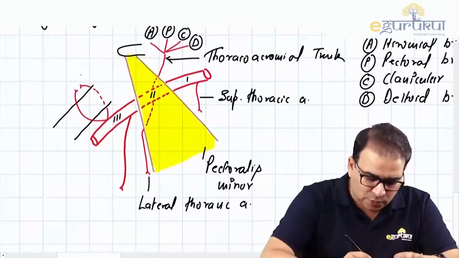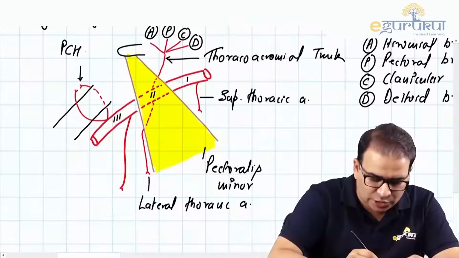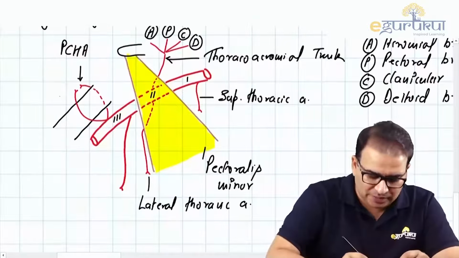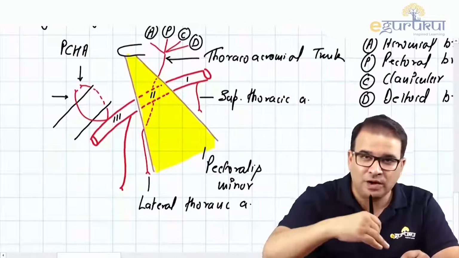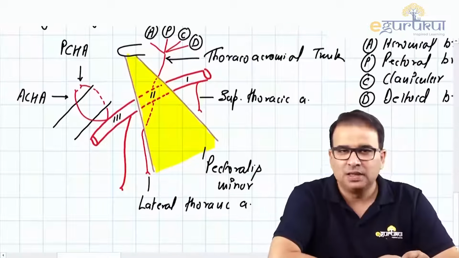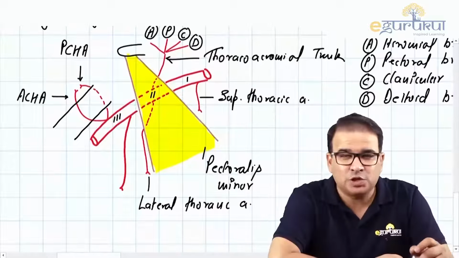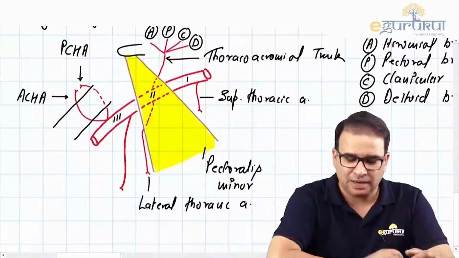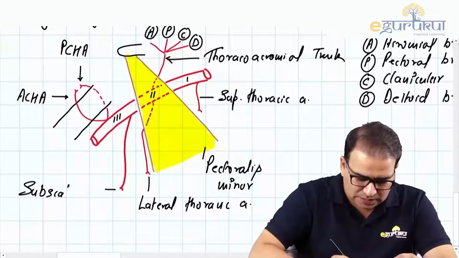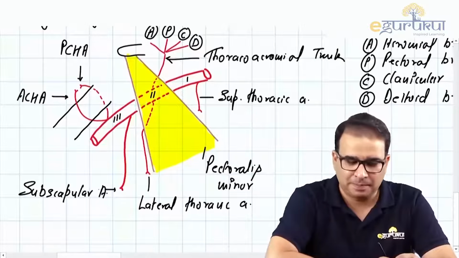Well, this artery which is winding posteriorly here is called the posterior circumflex humeral artery. I'm writing in short PCHA, posterior circumflex humeral artery. Whereas the one which is winding in front of the surgical neck of humerus is the anterior circumflex humeral artery. So PCHA and ACHA, the 2 branches here. And then we said the largest branch of axillary artery is also coming from the third part. And this is the one I was talking about. This is the subscapular artery.